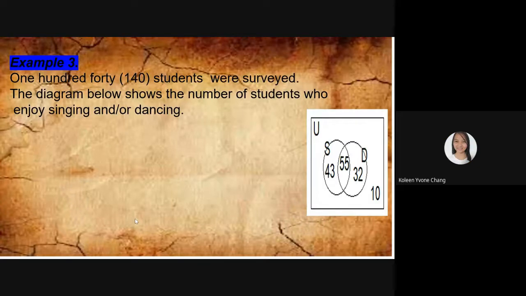140 students were surveyed. The diagram below shows the number of students who enjoy singing and or dancing. Surveyed po yun. Chang, 140 students were surveyed. The diagram below shows the number of students who enjoy singing and or dancing.